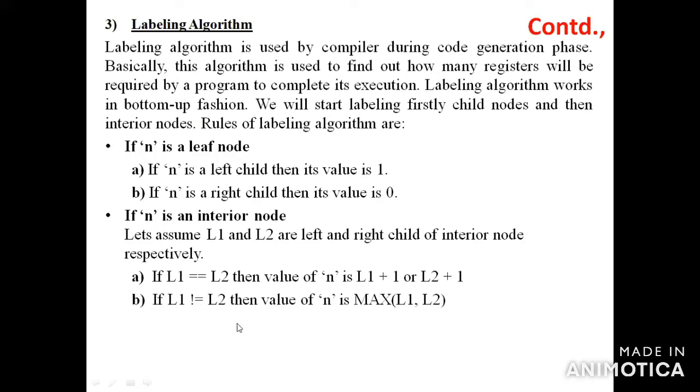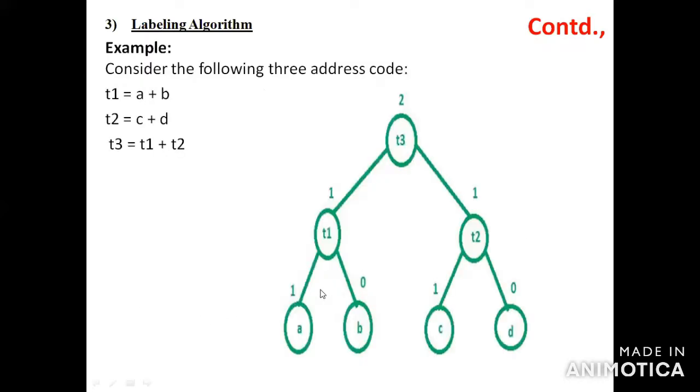So in the interior node, we have two things. N is the interior node, that is the root. The left child is L1, the right one is L2. So the left child value will be 1, the right child value will be 0. So after constructing, this uses the post-order traversal technique. If both the L1 and L2 values are equal, you write L1 plus 1. If they are not equal, you write the maximum of L1 and L2. Okay, so this is the process to complete the labeling algorithm.